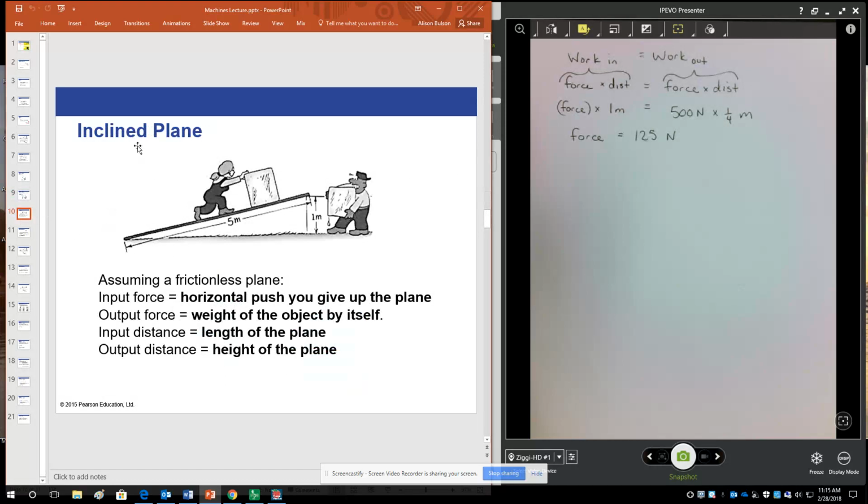The third type of simple machine we'll look at is inclined planes. That's just the fancy word for a ramp. So a ramp increases or decreases the amount of force you need to exert to lift something. And we'll assume at first that the ramps are frictionless. The input force is the horizontal push you give up the plane, so this lady pushing on the ice block up the plane. The output force is the force it would take to lift the object by itself without the plane, so the weight of the object. The input distance is the length of the plane, and the output distance is the height of the plane.